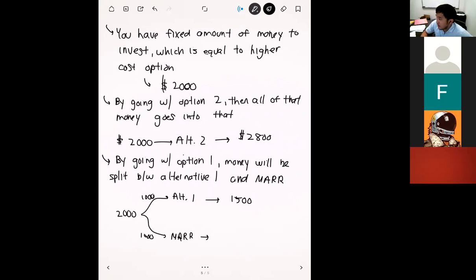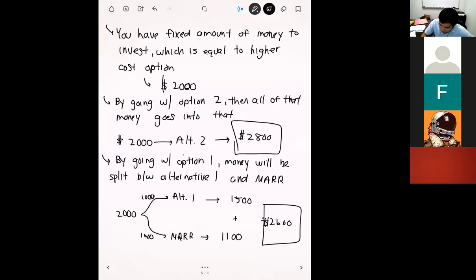But the rest of that $1,000, we're going to invest at the MARR. And remember, the MARR here is only 10%, right? And so increasing our $1,000 by 10% is only $1,100, right? And so the total amount of money that we get by choosing option one is $2,600, right?